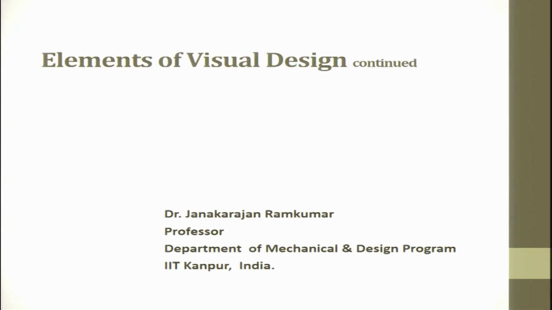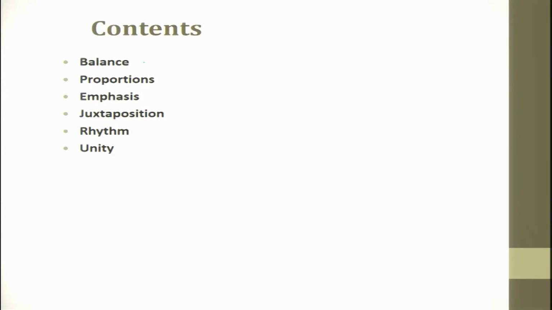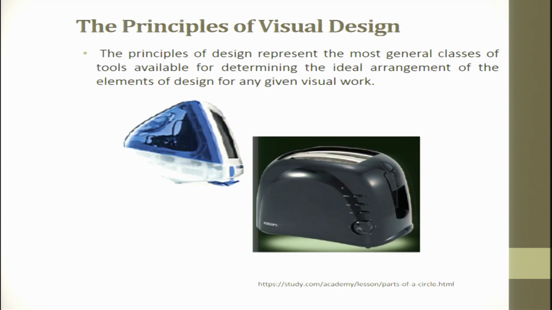So, welcome back friends. We will try to continue the elements of visual design. I am hopeful that you would have finished both exercises that I gave you, so that you will start appreciating. We will add some more information on the principles from the last lecture. First, we will start looking at balancing, then we will look at proportions, emphasis, juxtaposition, rhythm and unity, which we saw last time very briefly. Now, we will see with examples.